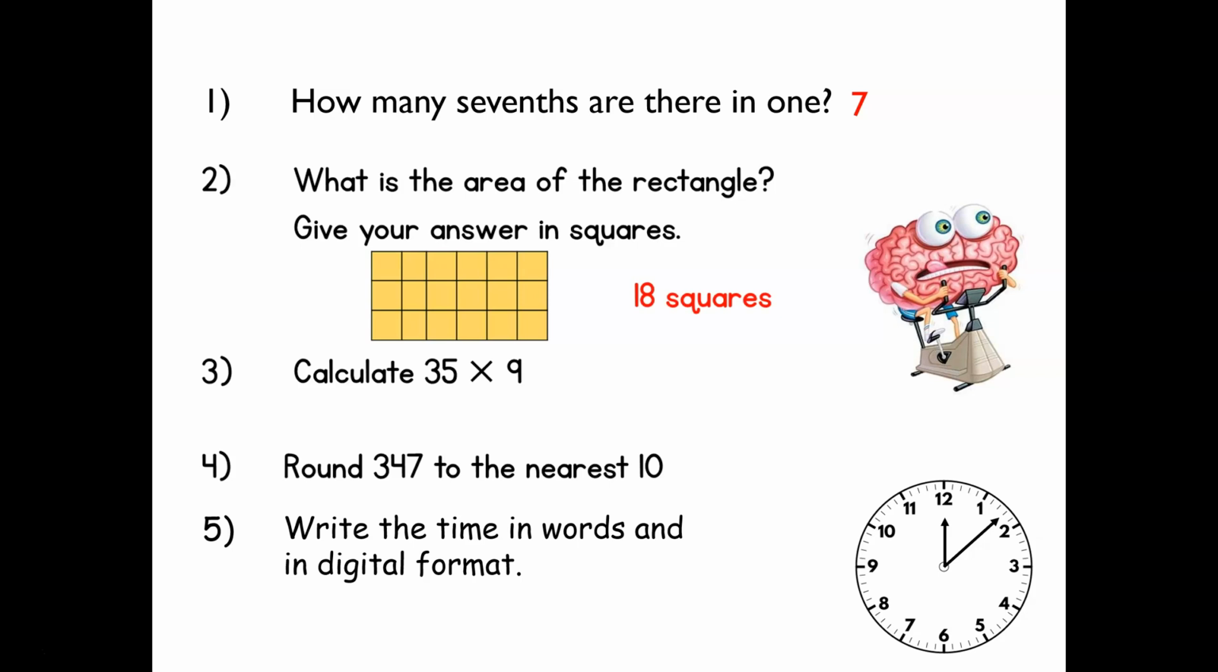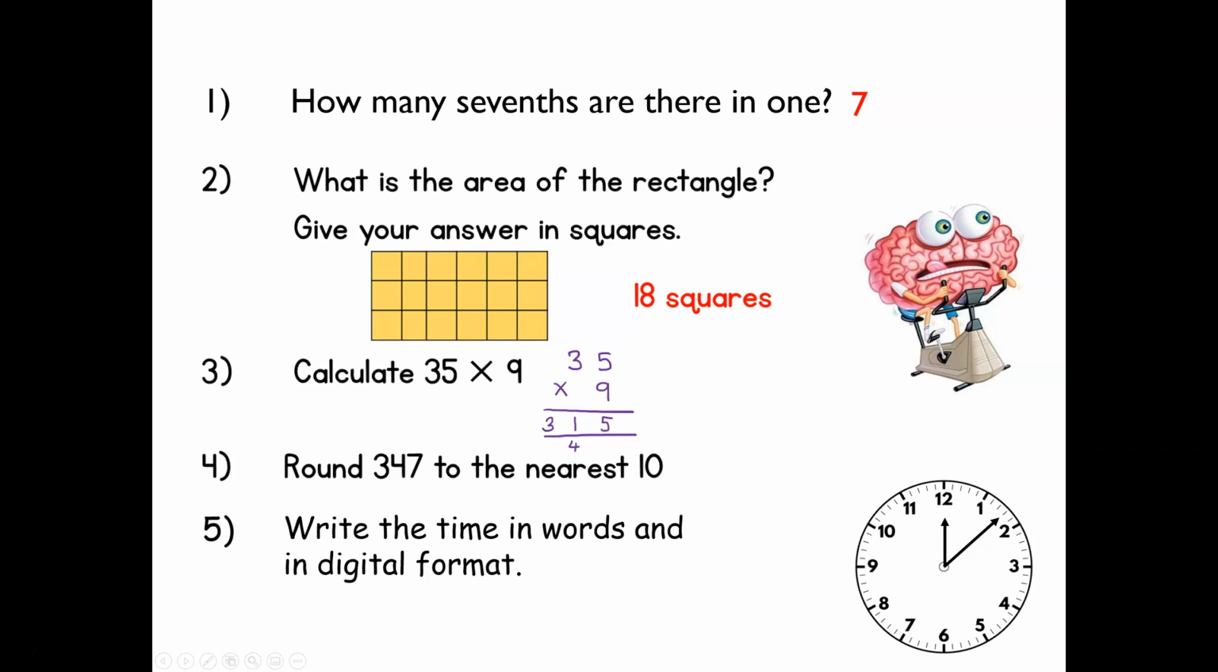Question 3 is a multiplication calculation. We begin multiplying the ones. 5 ones times 9 is equal to 45. Record the 5 and exchange the 4 tens. Now multiply the 3 tens by 9. And that equals 27 tens. But we need to remember to add the 4 tens we exchanged, so we can make 31. The product of 35 and 9 is 315.